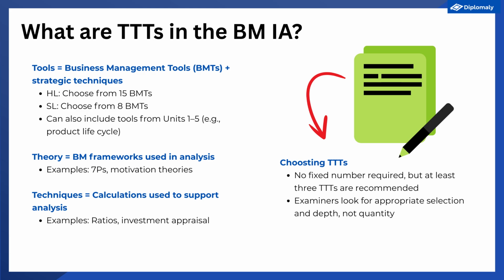A very common question we get is, how many TTTs should I be using in my IA? Now, there's no such thing as the right number of tools in theory. Our recommendation is to choose at least 3 TTTs in your IA, but this is merely a recommendation. You are actually assessed on the appropriateness, relevance, and the depth of your chosen TTTs, not by the quantity or how many TTTs you use. That said, we believe that anything more than 5 TTTs might lead to an IA that doesn't go well enough into the depth of each of these TTTs.